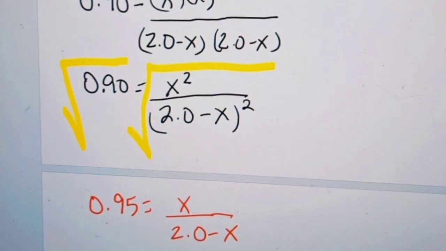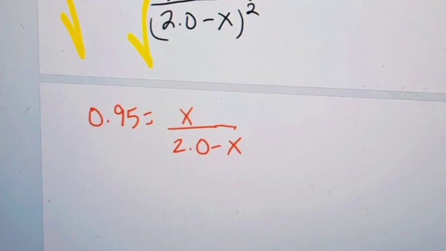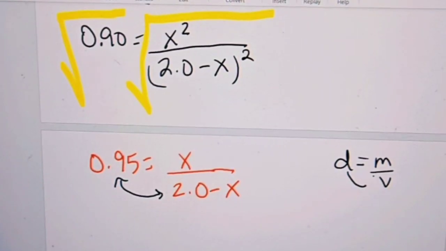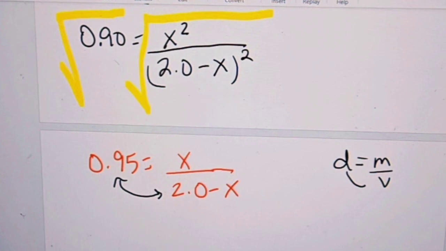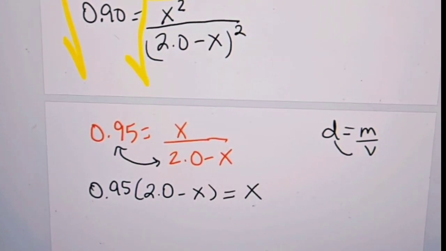Now, we're going to have to do something. We're going to have to get X by itself. So what am I going to do? I am going to multiply these two together. Okay? Think of it this way. If I told you that D equals M over V, like if I gave you a density formula and I want to find out, well, what's the M? I have to multiply D times V to give me the M. Okay? Just a little FYI. So now, what are we going to do? We're going to multiply. You're going to take that 0.95 and multiply that times 2.0 minus x, and then you're going to have x by itself.